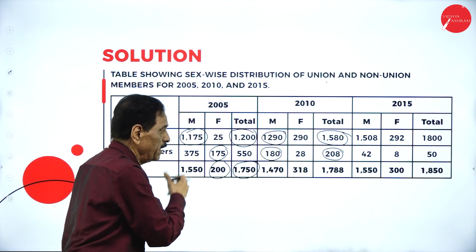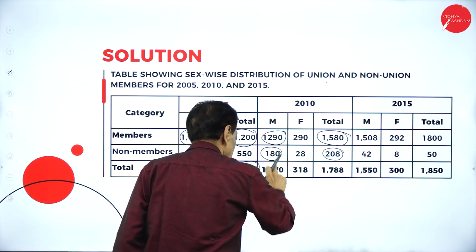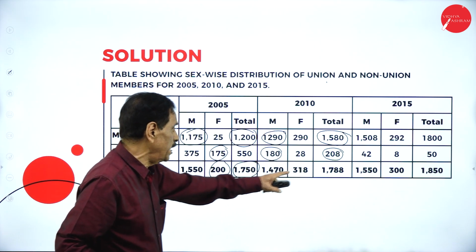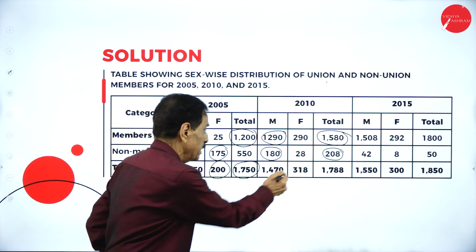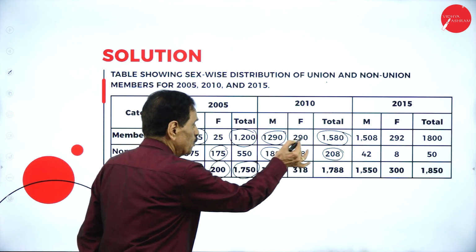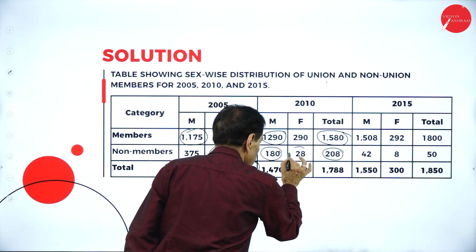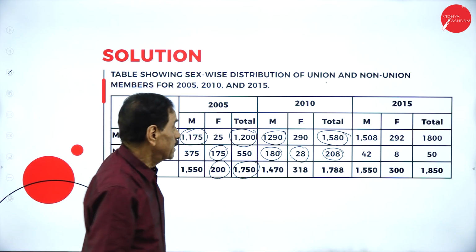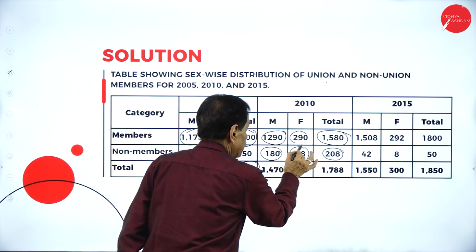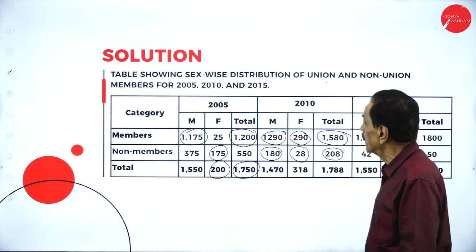So the only missing figures you have to calculate. Out of 1,780, the balance is this. If you add this, it is 1,470. Out of 1,780, 1,470 gone, the balance is 318. Out of 208, 180 gone, the balance is 28. Out of 1,580, 1,290 gone, the balance is 290. Missing figures. Then, next one.